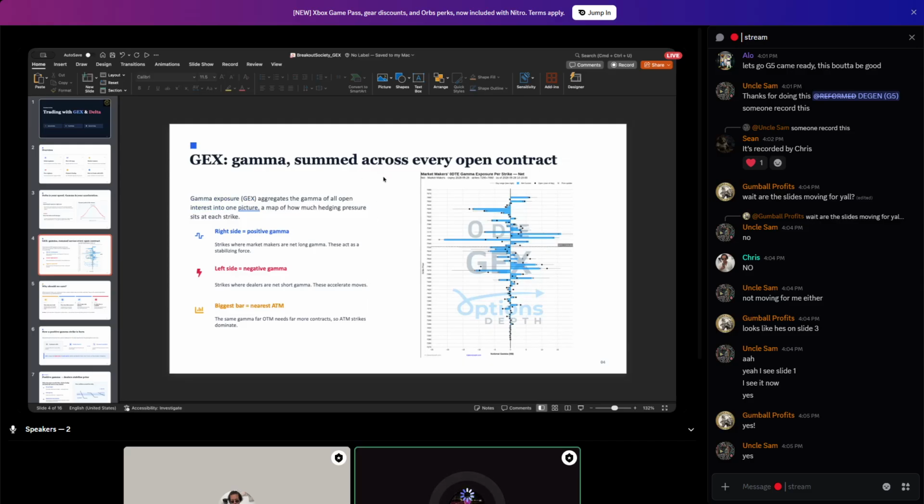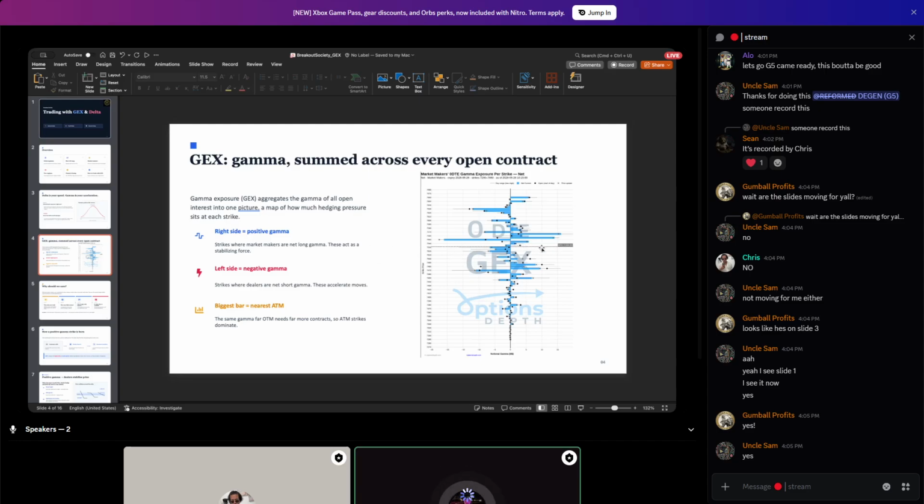So this is what gamma exposure is. The way I look at gamma, it's an aggregate of all the gamma of all open interest. So it's basically a map of all customer positions and how market makers are positioned against that. I'll go in a little bit more depth in that in the next slide, but just try to focus on your gamma regimes for now.